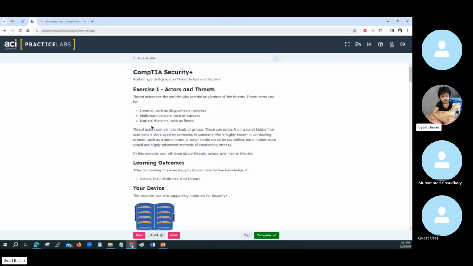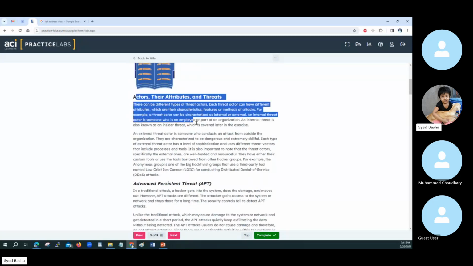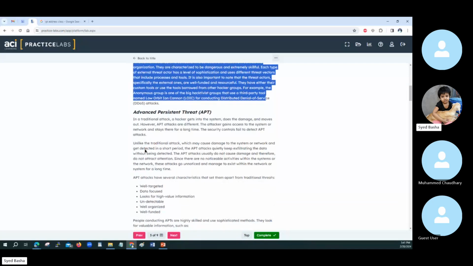So here we go to threat actors and threats. As I said, threat actors could be in different categories. Internal, such as disgruntled employees, the employee who wants to take revenge against the company. There are also malicious intruders, hackers, and it could also be natural disasters, like a flood. We have seen these threats already.